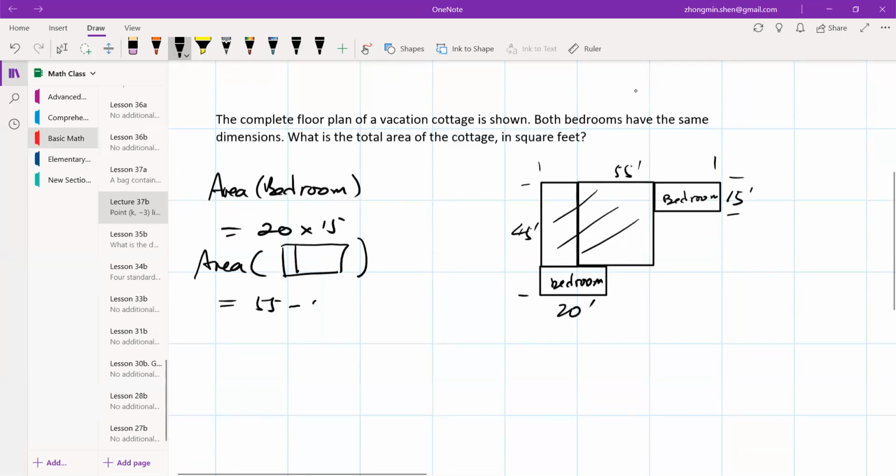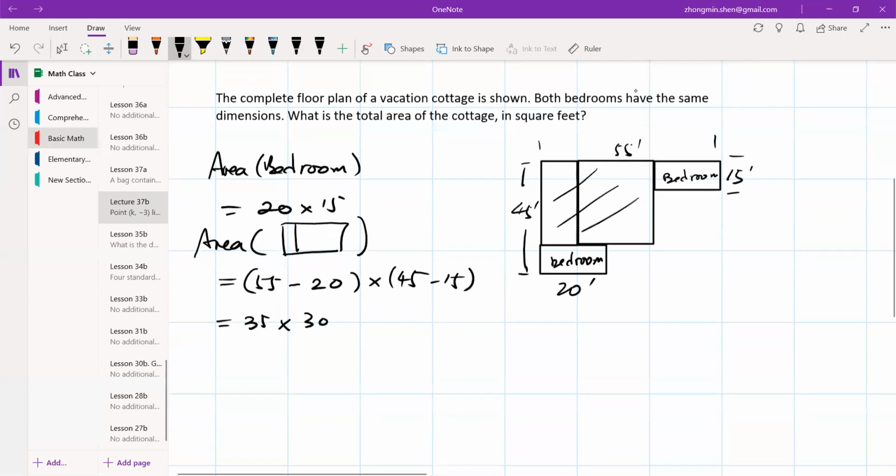So 55 minus 20, okay? Times, otherwise 45 minus 15, right? Because 45 is from here to here, bottom, but including the width of the bedroom. So the width of the bedroom is going to be 15. So that's the reason. So you have here 35 times 30. Okay. So that is the area of the remaining part.